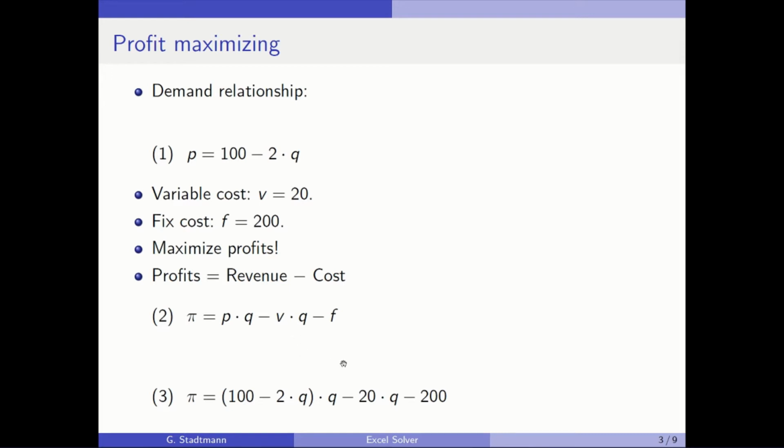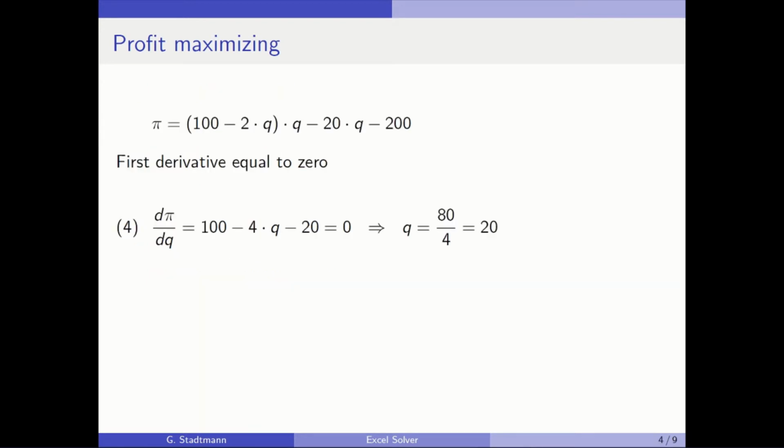Let's plug in the information we have, like we have information for the price relationship. The price is equal to 100 minus 2Q, like the term in brackets symbolizes the price, times the quantity. So the first part, these are the revenues. Then we subtract the variable cost, so 20 times the quantity, as well as the fixed cost of 200. So the profit function is given by the first equation.